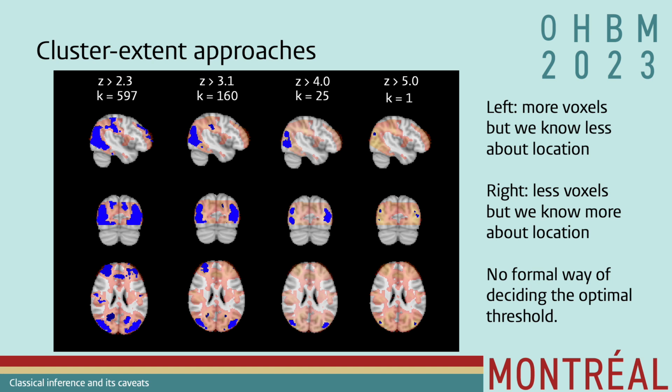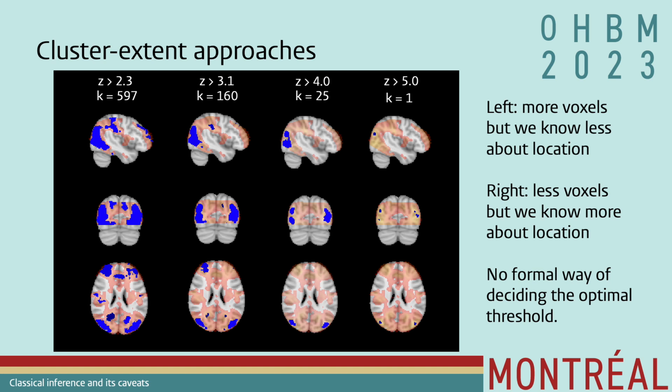Going back to our previous image, this is exactly what we see. On the left, we have more voxels being active, so the clusters are larger. We have more areas that are in blue in this case. And on the far right, we see that fewer voxels are active, but we know exactly where this activity is. And the trouble is there's no formal way of deciding these optimal thresholds.